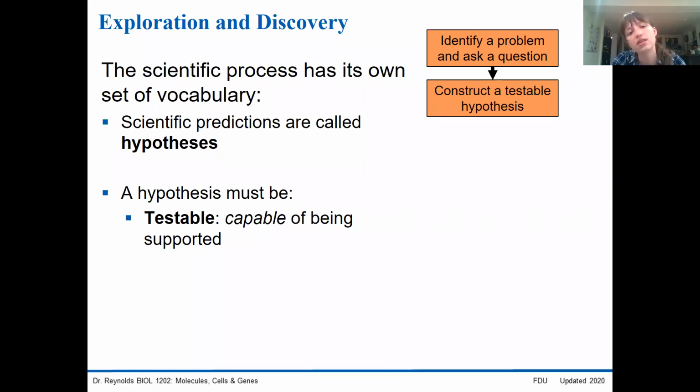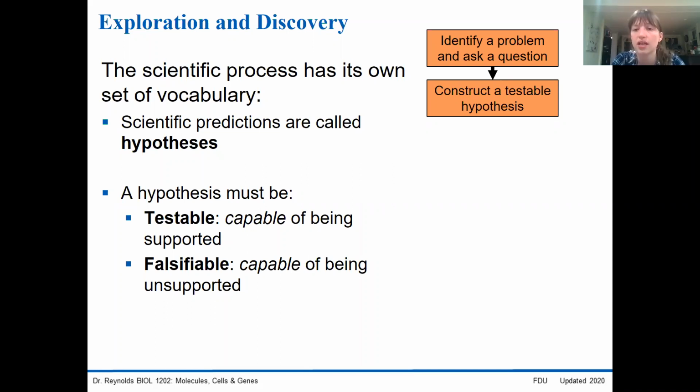But it also needs to be falsifiable, which says that it's capable of being unsupported. If my hypothesis is that God is the all-being creator, well, unfortunately, I can never disprove that hypothesis. It's not capable of being unsupported. And so we have to have both.